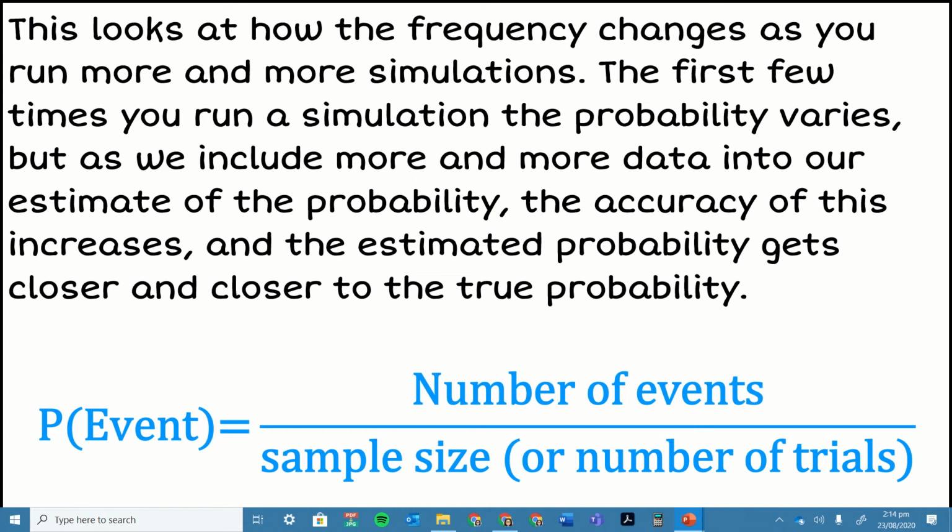The first few times that I do something, I'm not going to be as good at it as by the time I've done it lots and lots, I'm going to get much better at it. And that's the same thing when we run experiments. The first few times the probability is more uncertain, and as we go on and collect more and more data, do more and more trials, our accuracy is going to improve. We're going to get closer to the true probability.